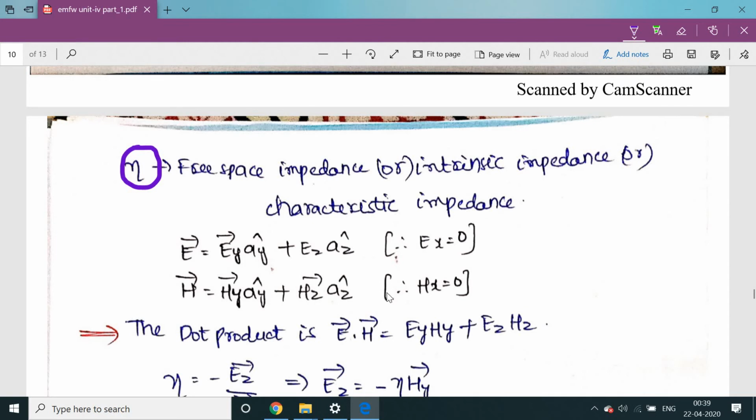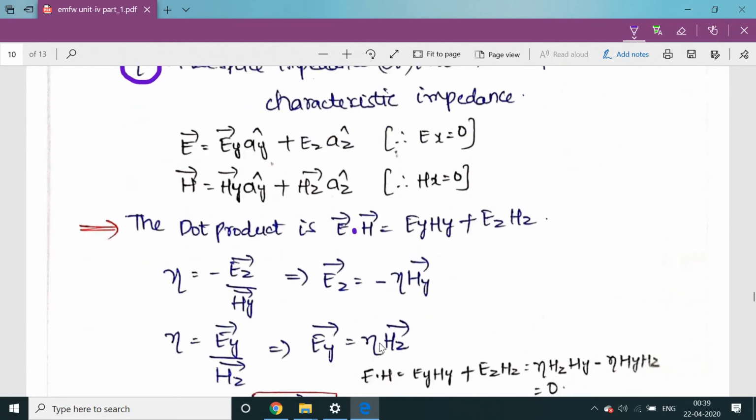Now if you want to calculate the dot product and cross product of this E and H, the dot product of E and H is E dot H. So E dot H is Ey Hy plus Ez Hz, because ay dot ay is equal to 1 and az dot az is equal to 1. So you get this equation.